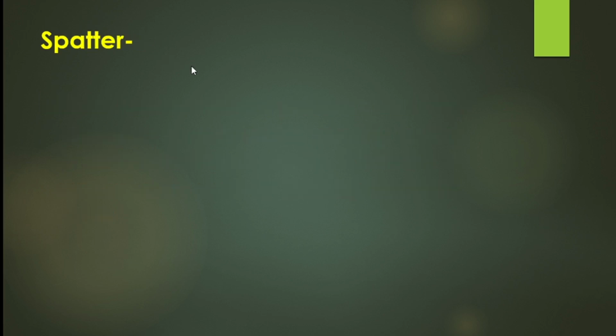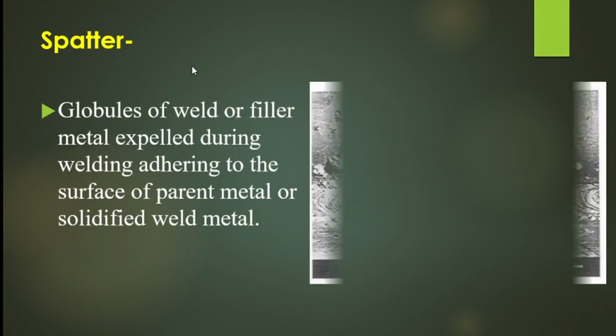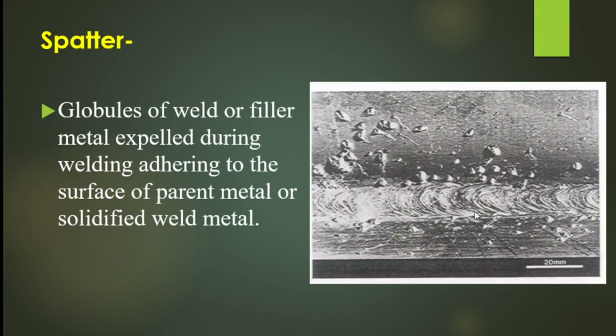So the next imperfection is spatter. We can see spatter in the picture. This is the weld joint and this is the spatter. You can see it looks like bubbles are there. So this is the spatter: globules of weld or filler metal split during welding, adhering to the surface of the parent metal or solidified weld metal.